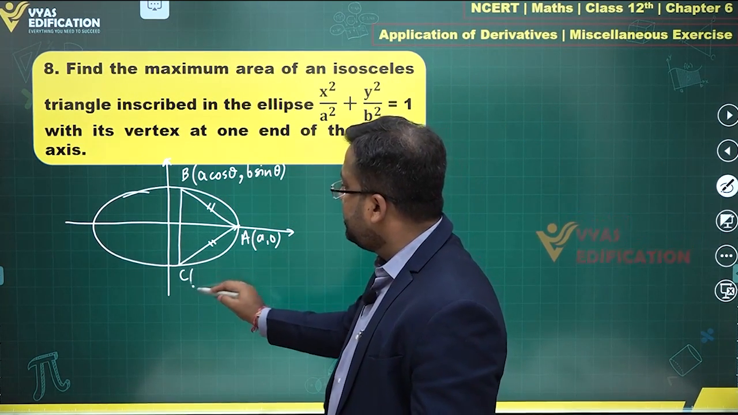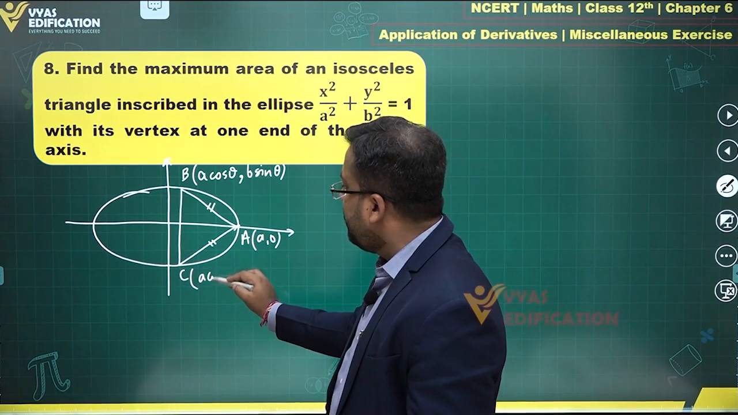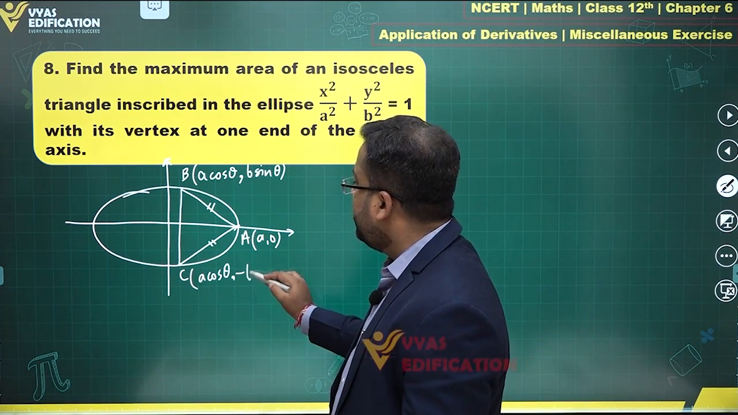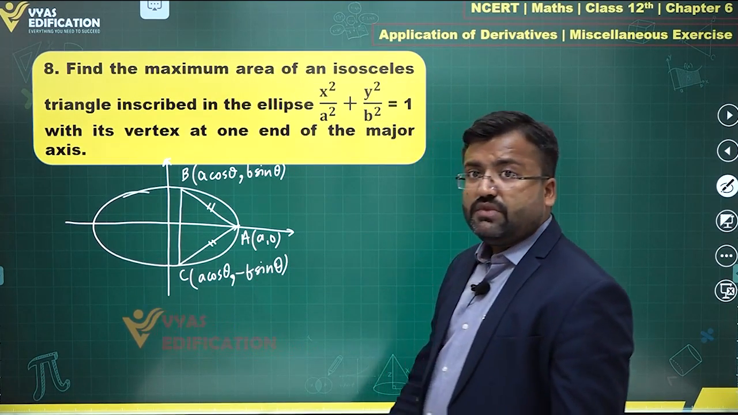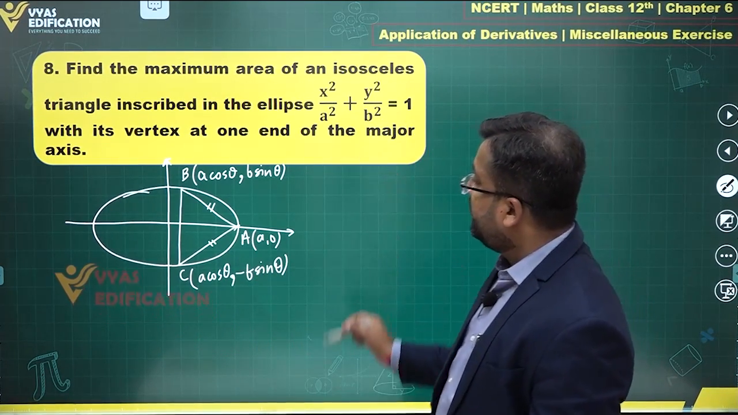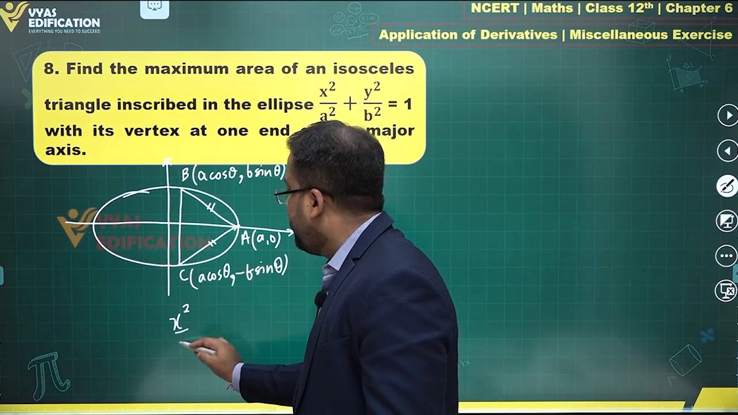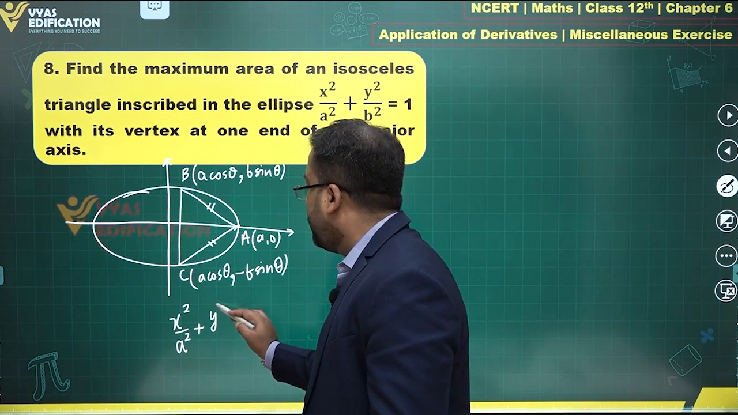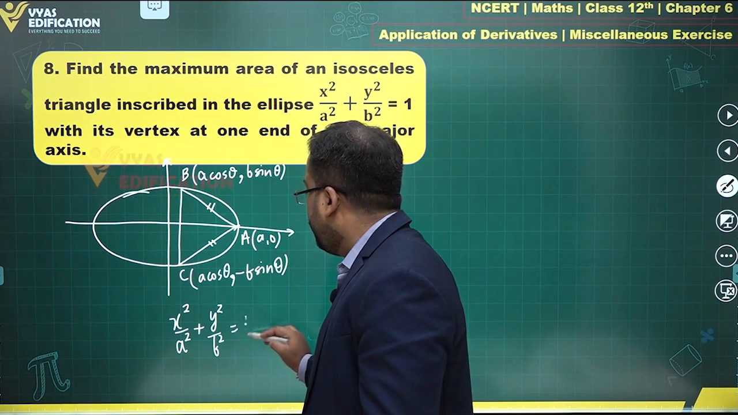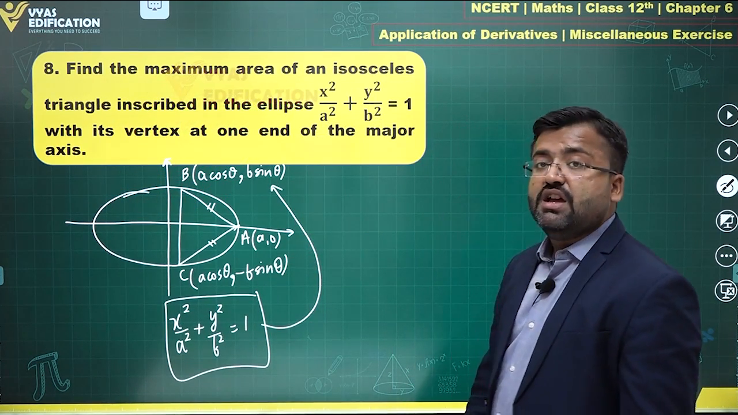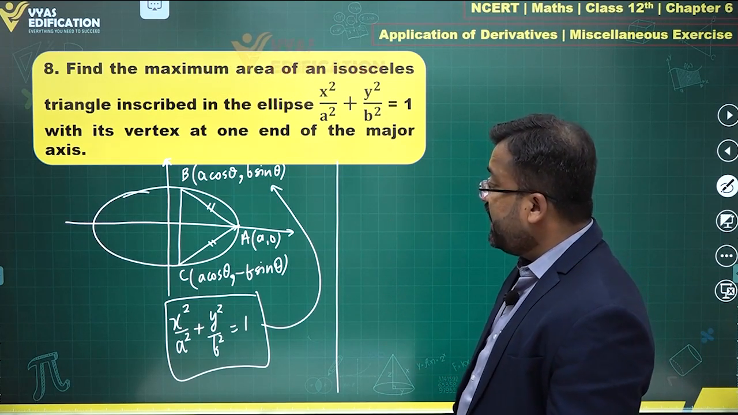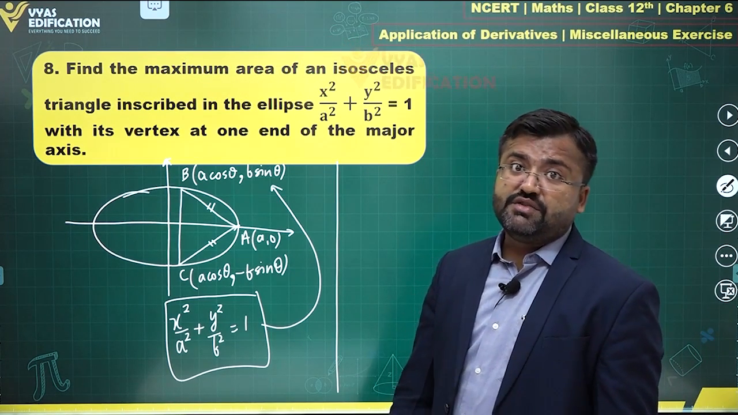And this here, because of symmetry, will become (a cos θ, -b sin θ). This is what you'll have, right? Parametric coordinates of any points on an ellipse. For the ellipse x^2/a^2 + y^2/b^2 = 1, I have taken a point on the ellipse as this, and the corresponding point becomes this. Now we can talk about the area of this isosceles triangle in terms of θ.